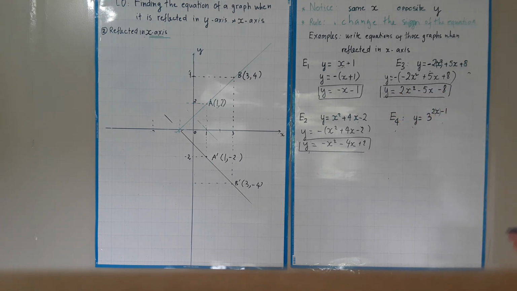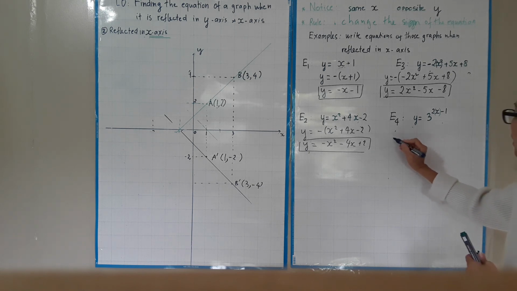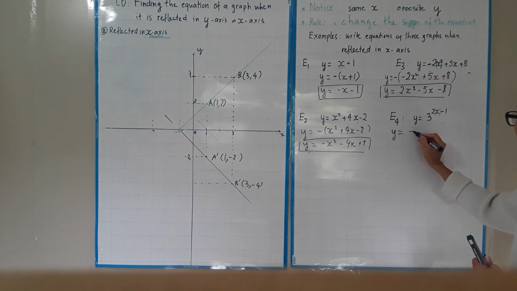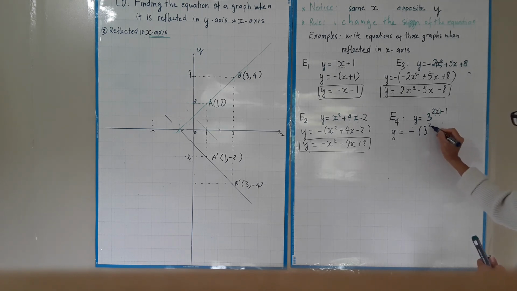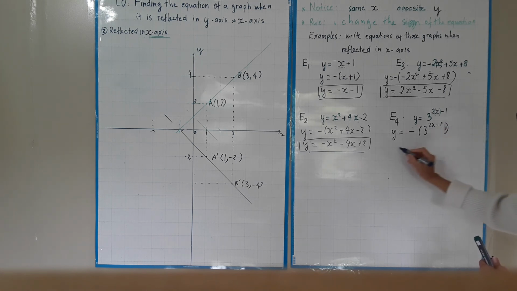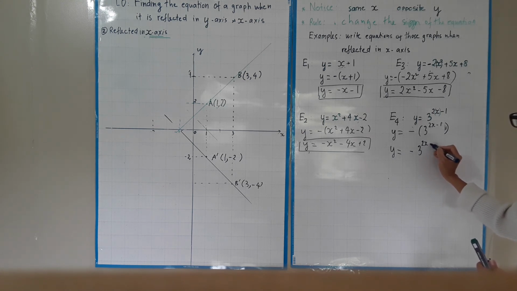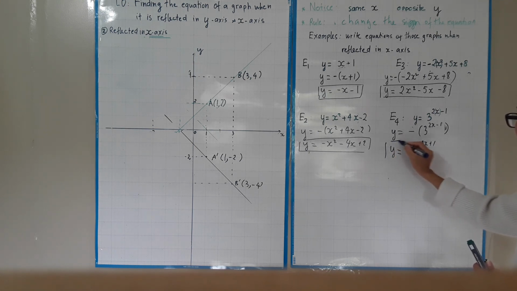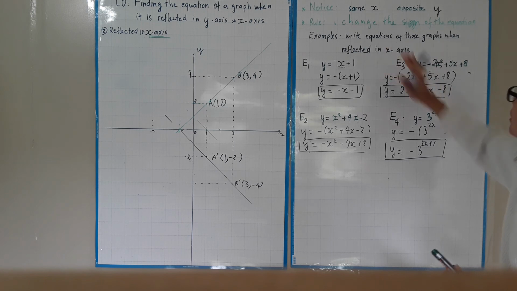Last one with exponential. You rewrite it, put the negative sign in front of everything, then you have 3 to the power of 2x plus 1. And actually, it is your answer. So this is reflecting in x-axis.